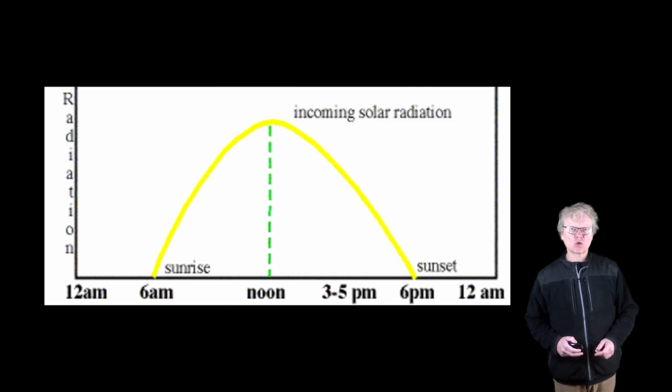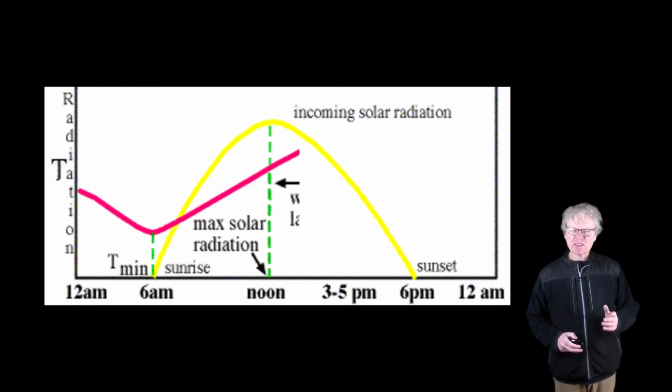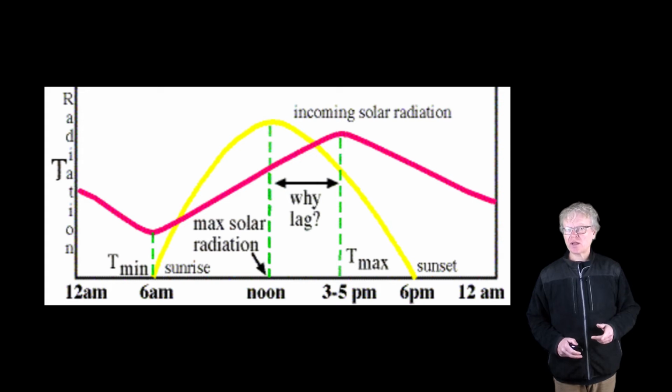So this graph here just shows you the incoming solar radiation. And at midday, when the sun is highest in the sky, that's the maximum incoming solar radiation on any particular day. But when we have a look at temperature, it's not at midday. The highest temperature is not at midday every day. There's usually a lag of an hour or so before you get the highest temperatures, and you've probably experienced that. Now, why is that? Why doesn't it match the time when the solar radiation is at its maximum?